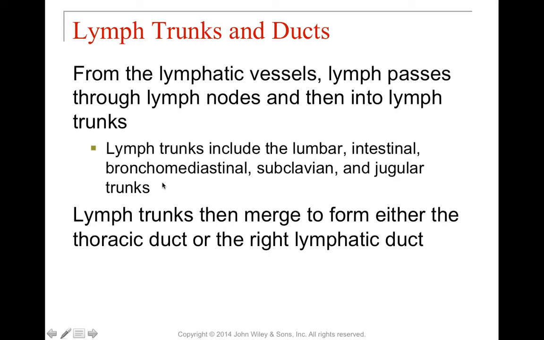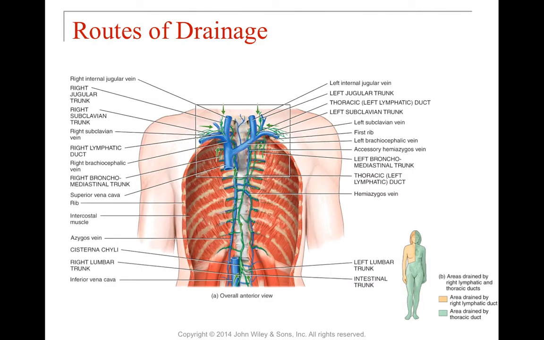And eventually the lymph trunks are going to merge to form two major ducts. The thoracic duct, which is actually the left lymphatic duct, or the right lymphatic duct. And then those are going to funnel into the blood supply. And that happens here. So here are our major ducts. Right into here, the jugular trunk is going to feed directly into here's the right lymphatic duct. Here's the left lymphatic duct here. It's also known as the thoracic duct.